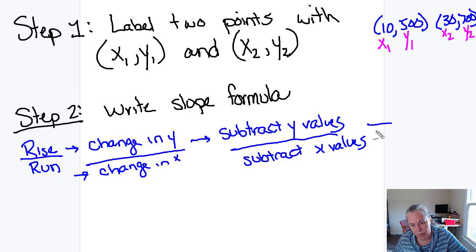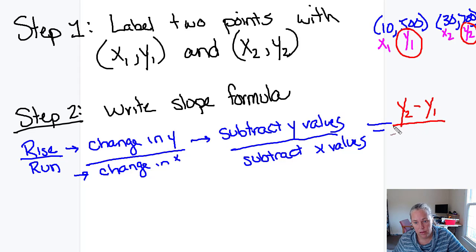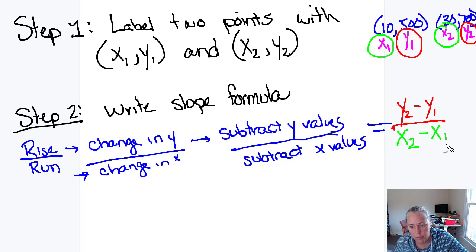Okay, if you're going to subtract your y values in a formula, it looks like this. Here's a y value, and here's a y value. So it looks like this, y sub 2 minus y sub 1. And our x values, let's see, I need a new color. I guess it's going to have to be green, which is a little bit light. I hope you guys can see this. Here's our x values. X sub 2 minus x sub 1.